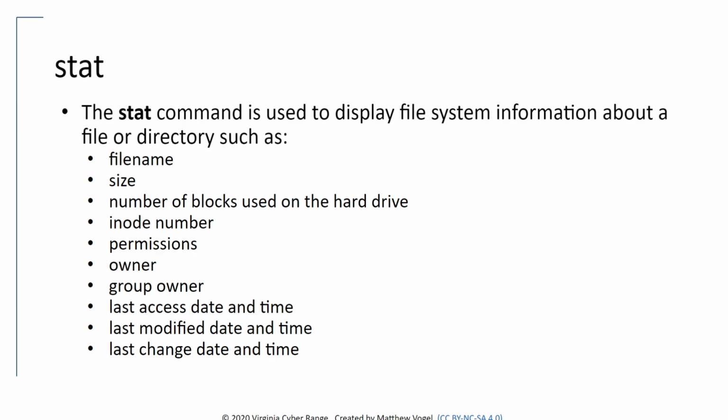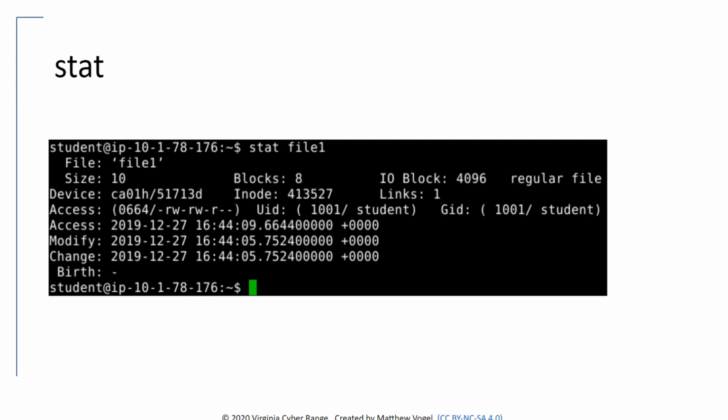Okay, so the stat command. The stat command is used to display file system information about a file or directory, such as file name, size, the number of blocks used on the hard drive, the inode number, permissions, the owner, the group owner, and then of course the last accessed, modified, and changed date and time.